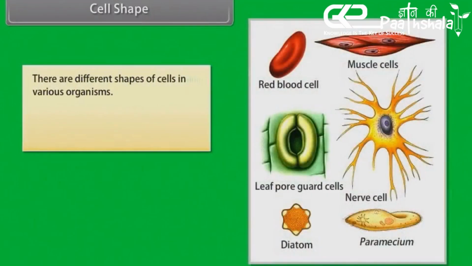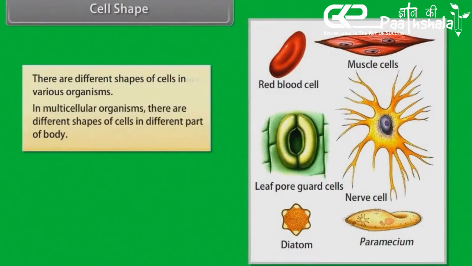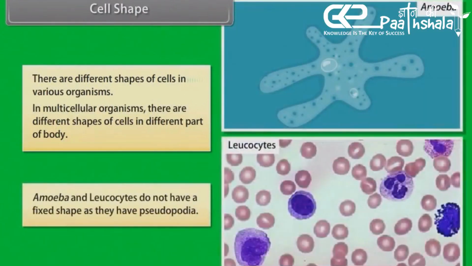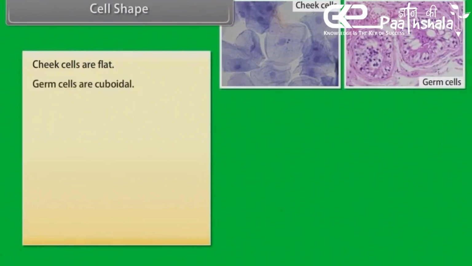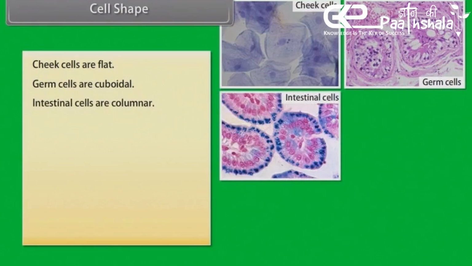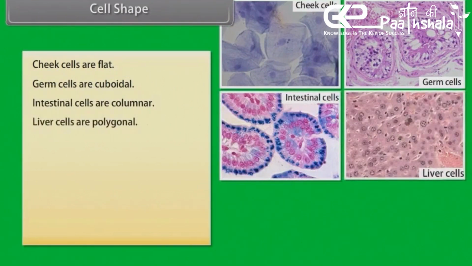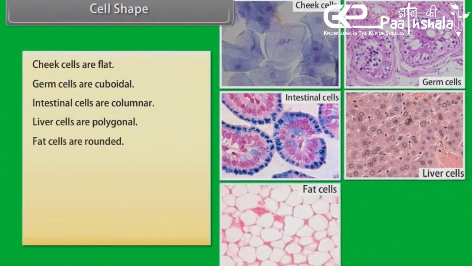Cell shape. There are different shapes of cells in various organisms. In multicellular organisms, there are different shapes of cells in different part of body. Amoeba and leukocytes do not have a fixed shape as they have pseudopodia. Cheek cells are flat. Germ cells are cuboidal. Intestinal cells are columnar. Liver cells are polygonal. Fat cells are rounded.